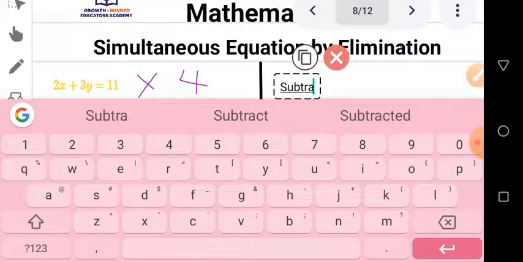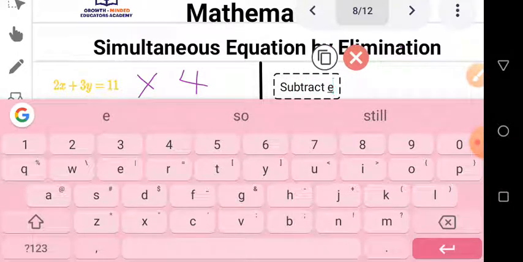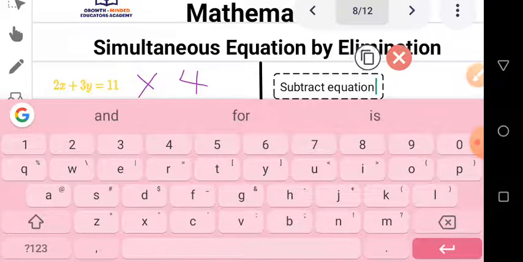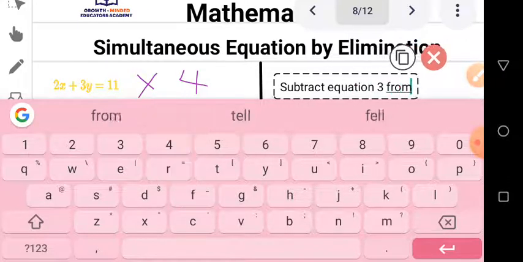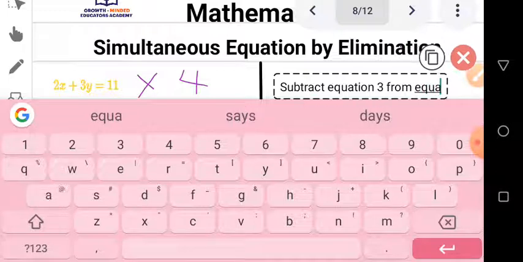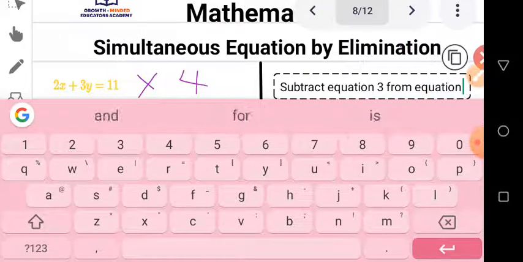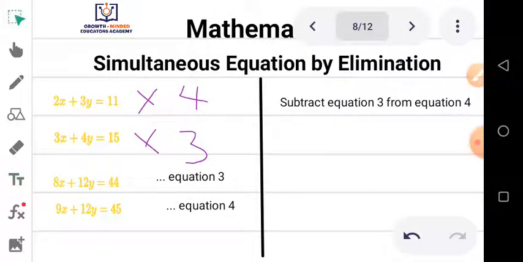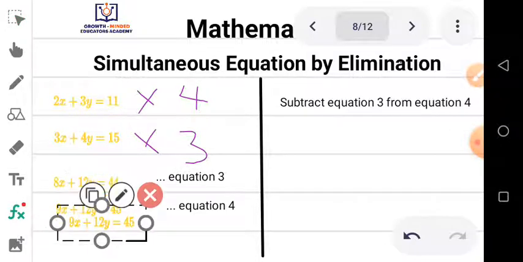So subtract equation 3 from equation 4. Fantastic. Alright, so once we subtract equation 3 from equation 4, we simply have something like this: 9x.